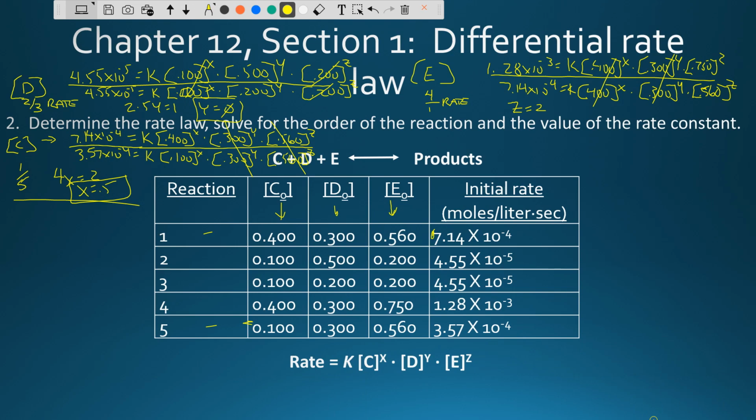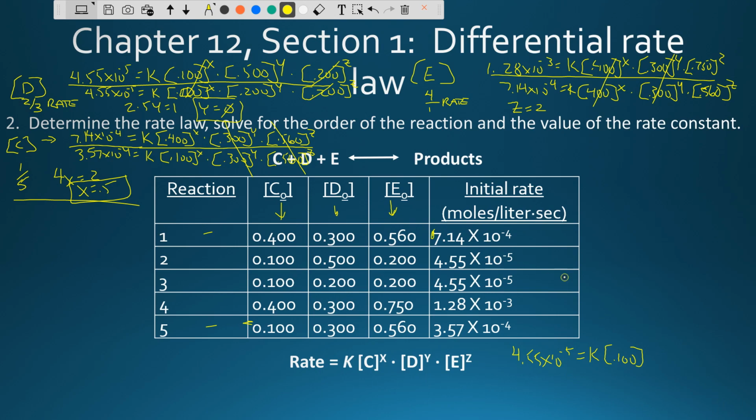And so basically I just solve it that way. If I take my logs, I can solve it that way, and we have no problems. So what does that mean for my overall rate? Because I've just figured out what my x, y, and z values are. So my rate is going to be 4.55 times 10 to the negative 5, and that's going to equal my k value times 0.100.